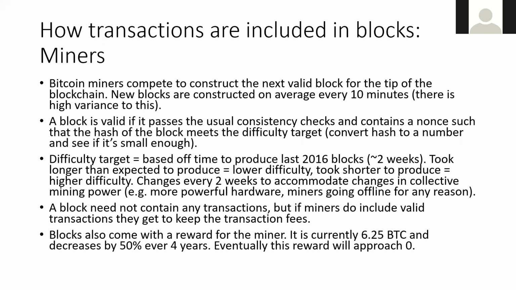So every 4 years, the block rewards decrease by 50%. The initial block reward was 50 Bitcoin per block. And currently it's 6.25 BTC per block. And in about 3 years, actually about 3 years and 2 months, it's going to be half of that. So, 3.125. Eventually this reward will approach zero.